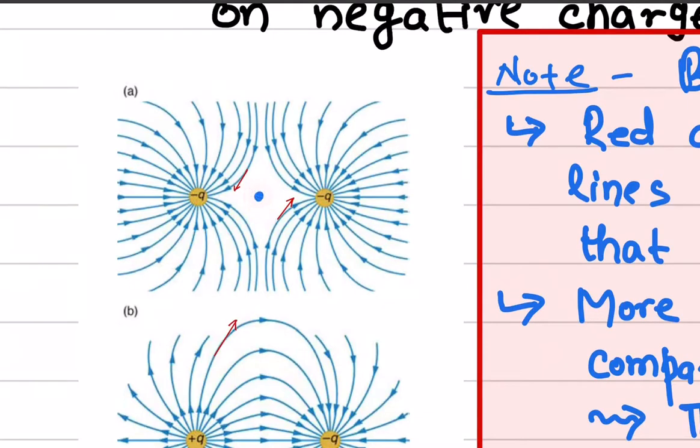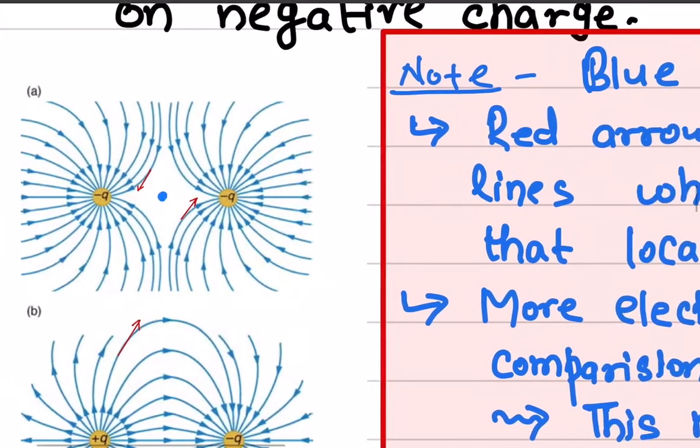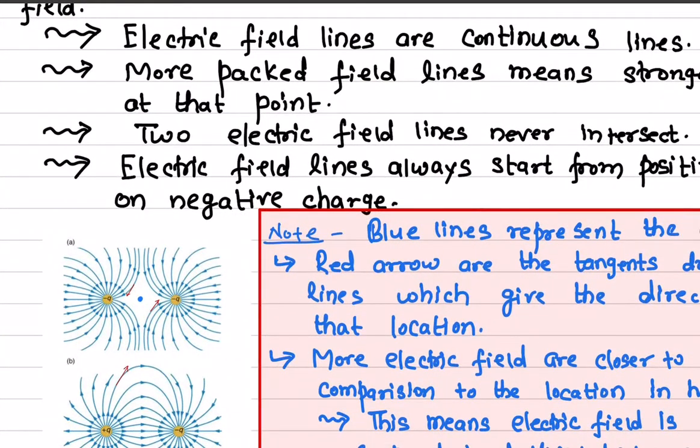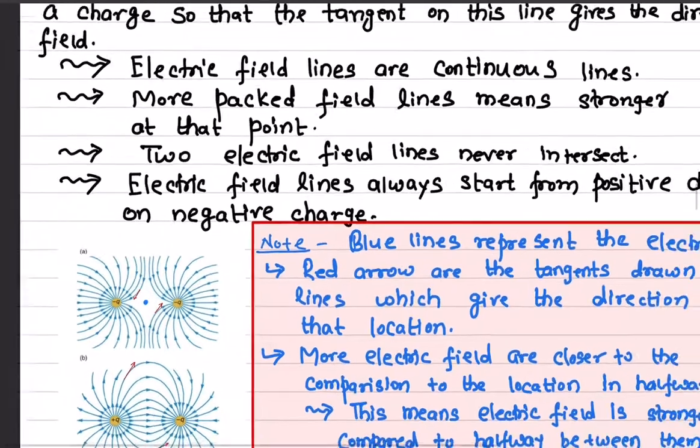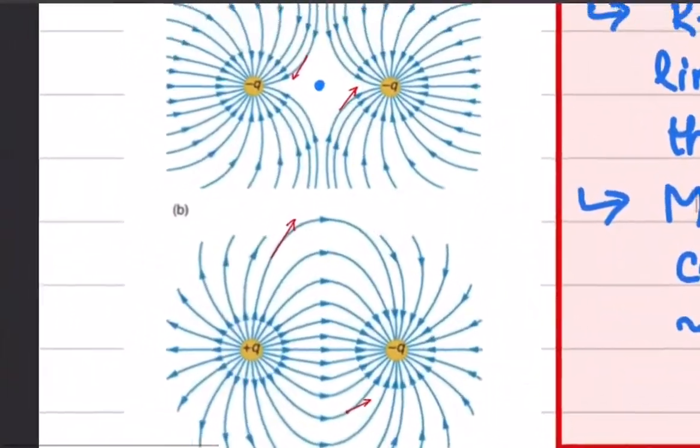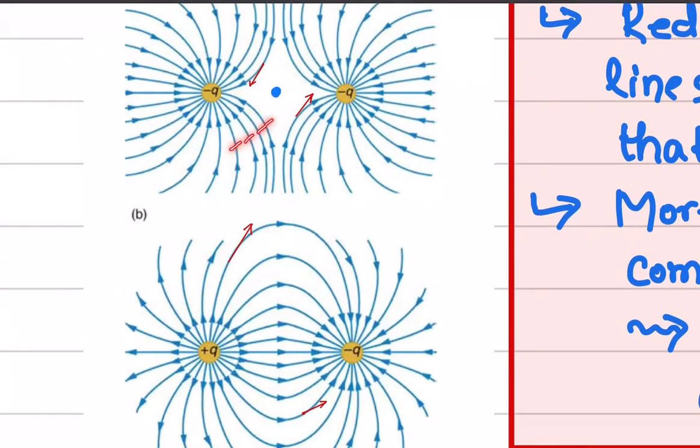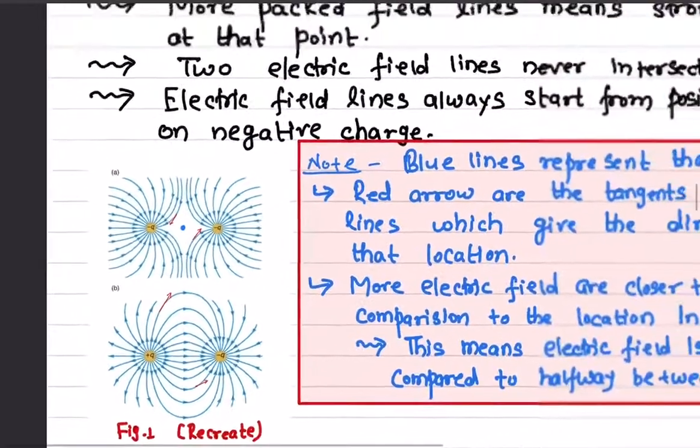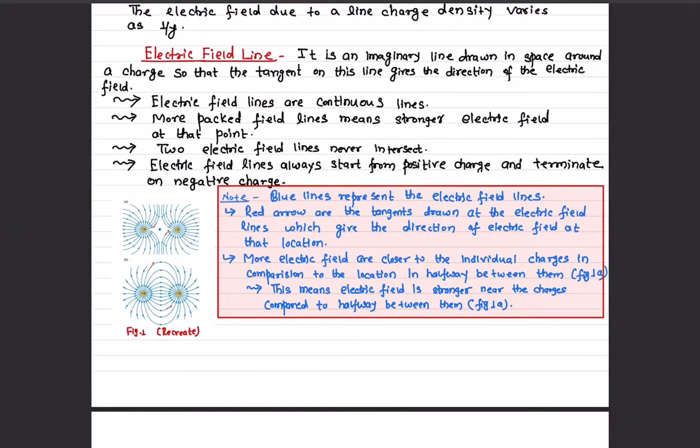In this picture, if you take a small area here, then you do not see the electric field lines here. That means the electric field is much weaker here compared to any other area. So the more electric field lines there are, the stronger the electric field is. And also, if you look here, two electric field lines never intersect. They can never intersect. If you look at any two electric field lines, they never intersect.